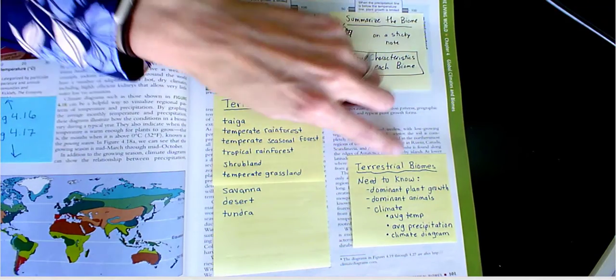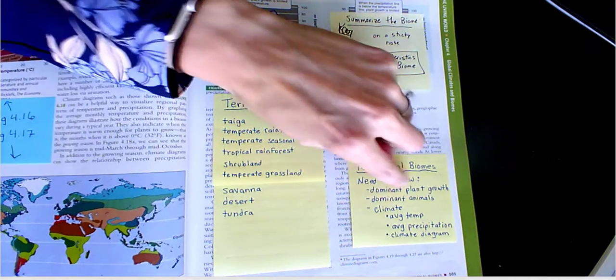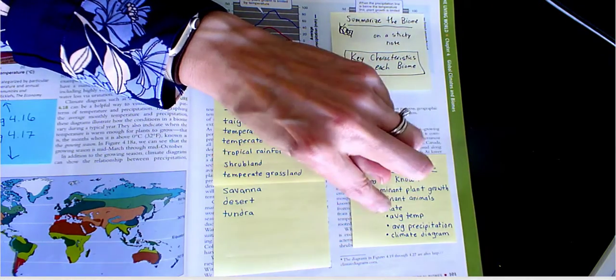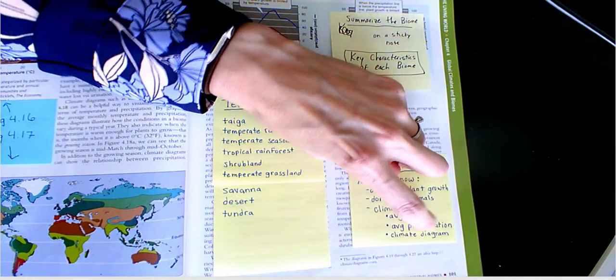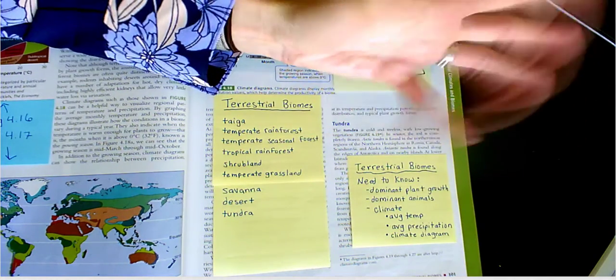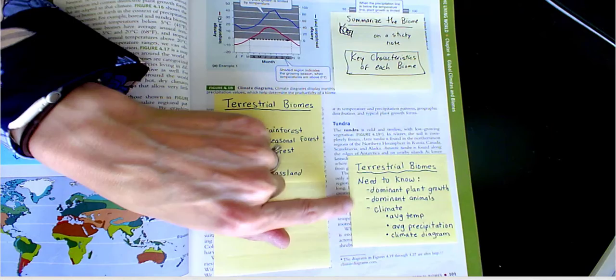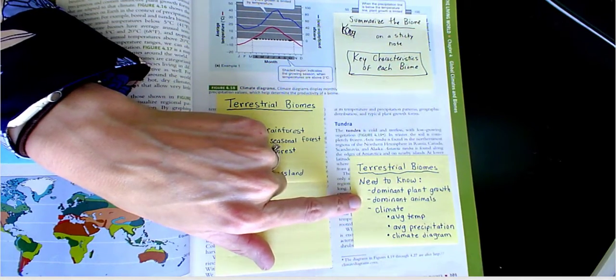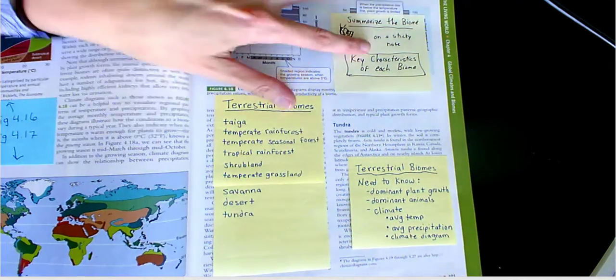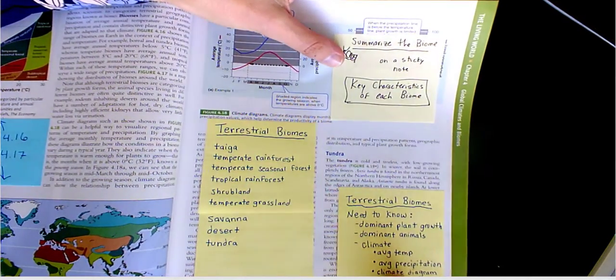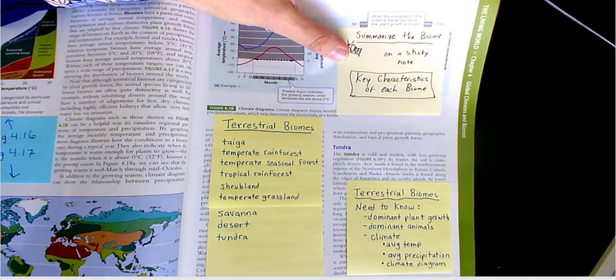So what's important for you to know for the terrestrial biomes are the dominant plant growth, dominant animals in each biome, and then the climate. So what's the average temperature, the average precipitation, and what would the climate diagram look like for that particular biome. So this is in a nutshell what you need to know for each biome. Up here, this is a messy sticky note, but you don't have to do all of this right now because we're going to be doing that also in class.